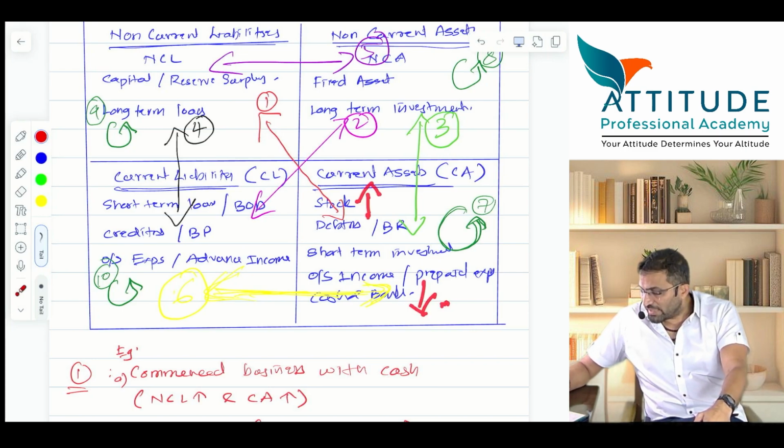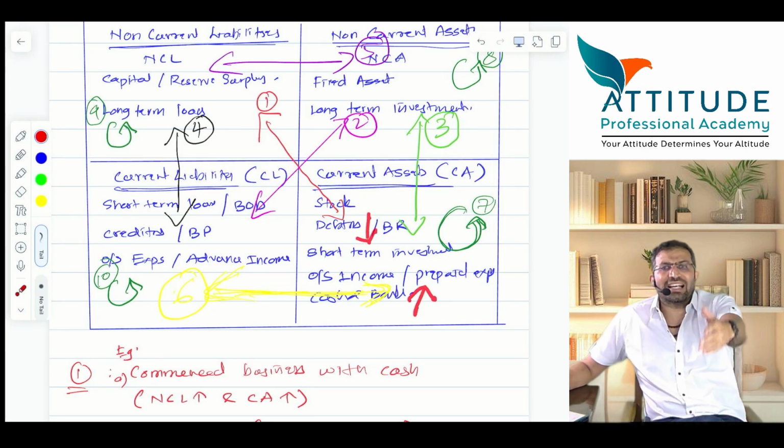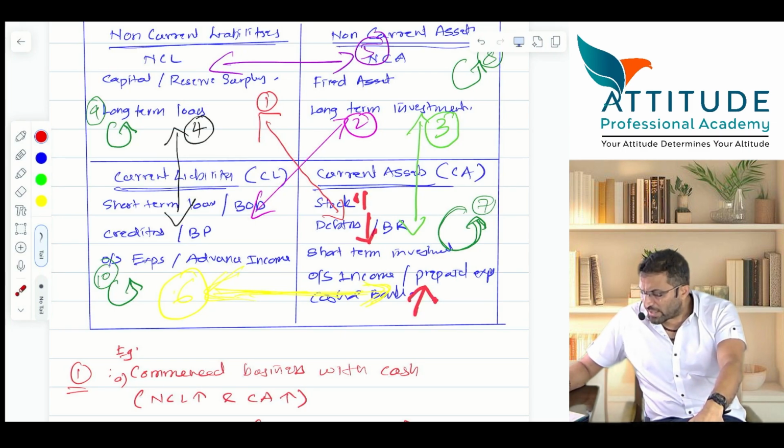You are receiving the money from your what? Debtors. Debtors reduced, cash increased. Cash account debit to debtors. Yes or no? Goods purchased for cash, stock increases, cash reduces. Debtors paid the cash to you, cash or bank balance increases, debtors balance reduces.